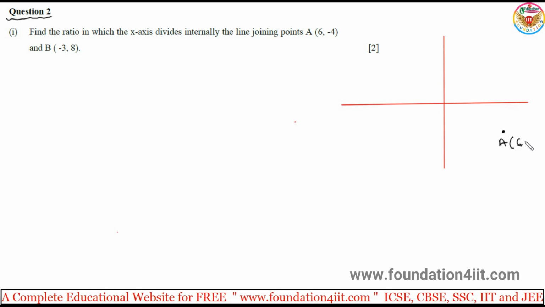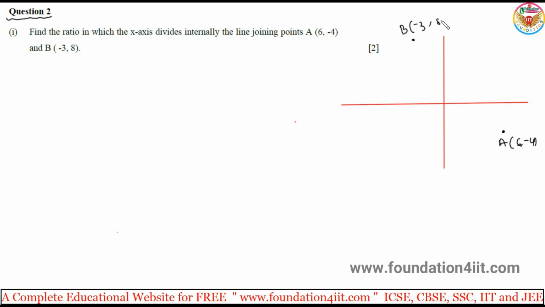A is 6, minus 4. Not accurately, just for the diagram purpose, you can take some value. So for second, third, fourth quadrant. And B is minus 3, 8. Let this be B. So minus 3, 8. The ratio in which x-axis divides internally. If you join, at what ratio this line will divide by x-axis?